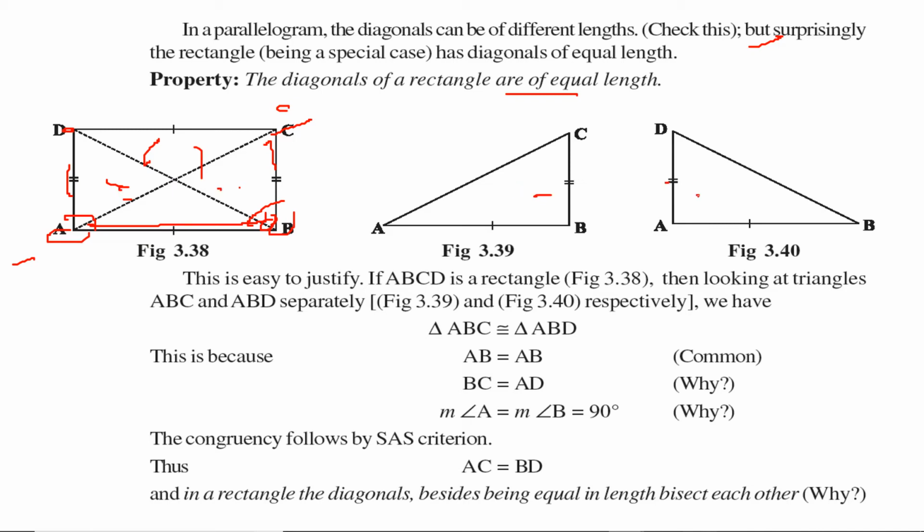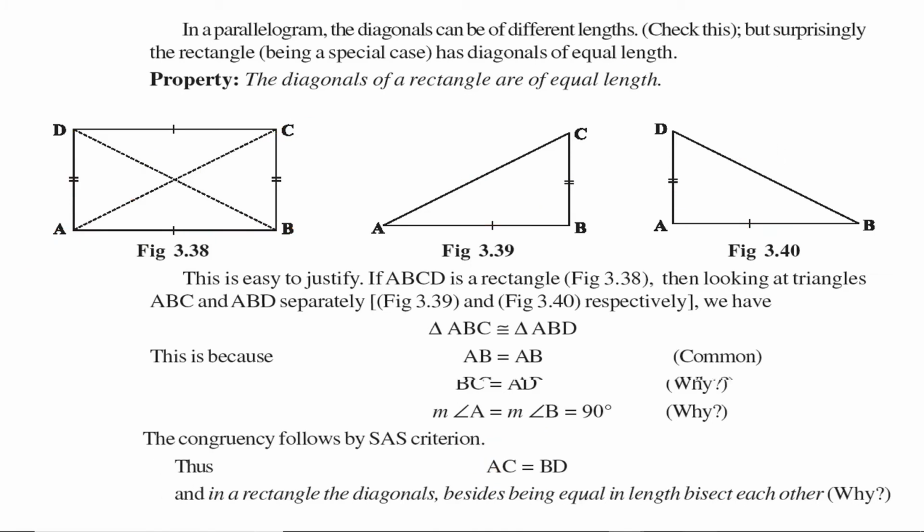See, these are two different triangles. This side is equal to this side, equal to this side, and this angle is equal to this angle because of 90 degrees. So AC is equal to DB or BD. That is why in a rectangle, the diagonals, besides being equal, also bisect each other.